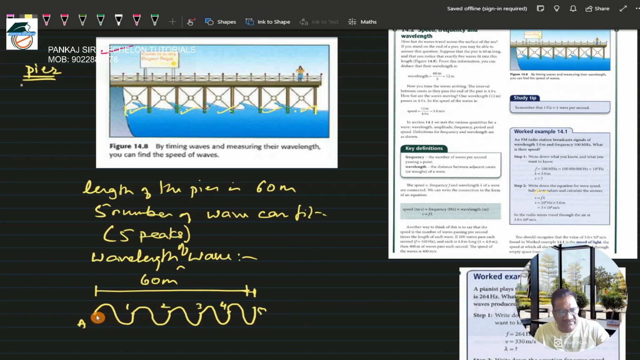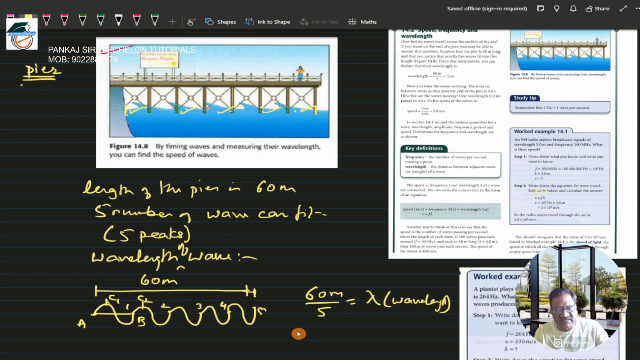Now what is wavelength? Wavelength is nothing but the distance between two consecutive crests. According to the definition, it is the distance between two consecutive crests. This is C1 and C2. But instead of that, we can take this also as the wavelength. I told you that the distance from A to this point B is also the wavelength. Now if you see carefully, this entire distance of 60 meters has how many wavelengths? It has 5 wavelengths, because there are 5 waves. So 60 meters divided by 5 will give you lambda, that is the wavelength, isn't it?